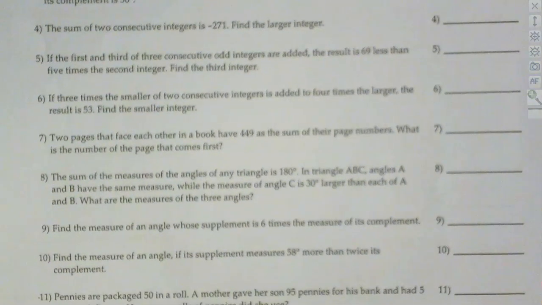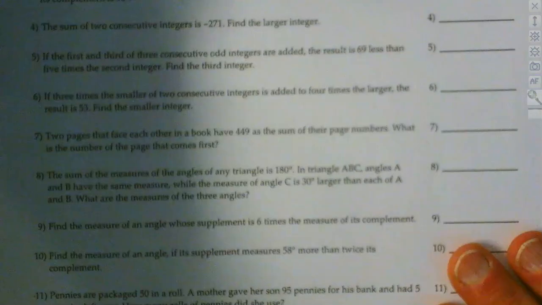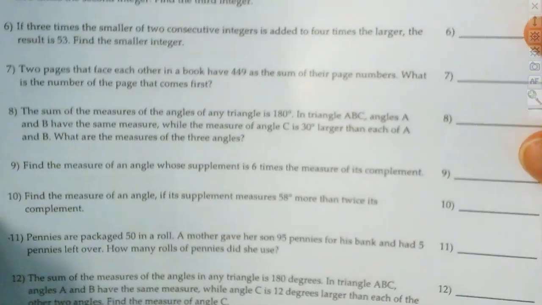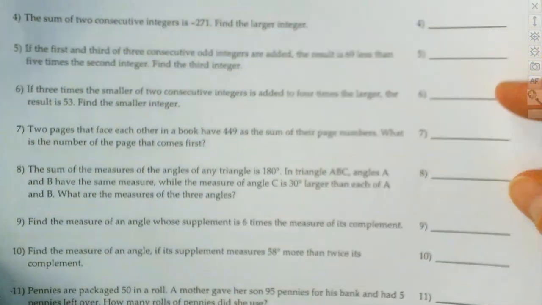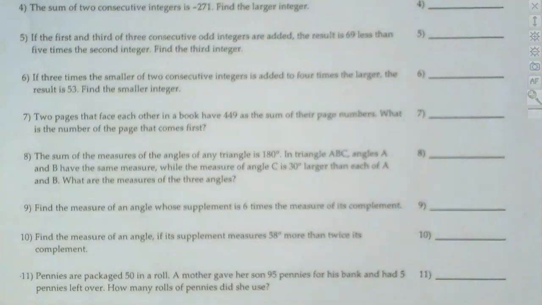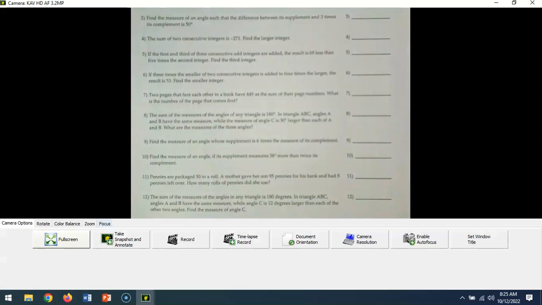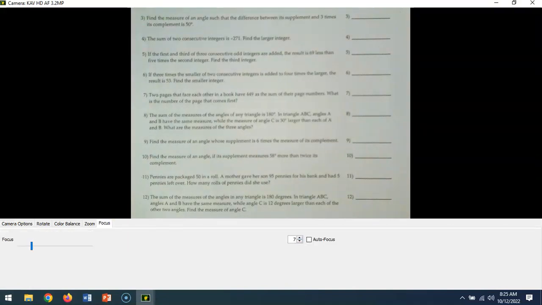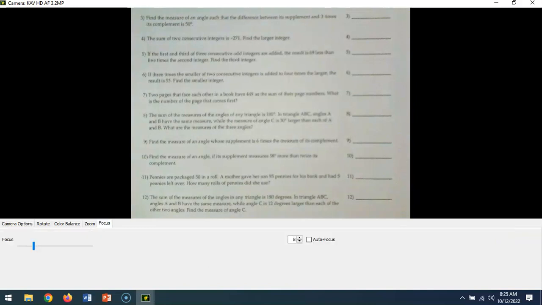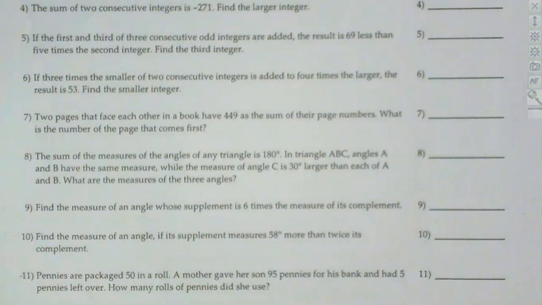Okay, so we are on question number 9. Okay, and what does this one have in it? This one's going to be working with angles. So let's read it and go from there. Let me adjust that a little bit more. I think that's going to be about as good as I can possibly get it. So we're looking at question 9.